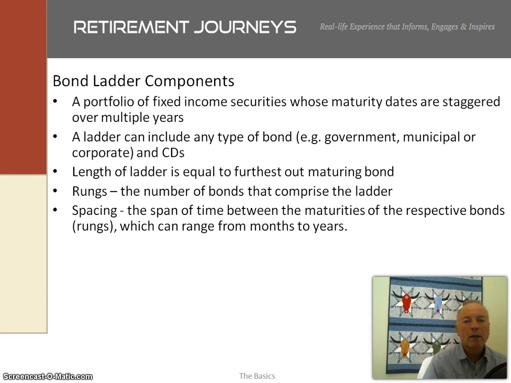For example, I mentioned that I have a 5-year bond ladder. That's because the longest maturing bond in my ladder matures in December 2021, 5 years from now. Rungs, that's simply the number of bonds that comprise the ladder. And spacing, that's the span of time between the maturities of the respective bonds, which can range from months to years, and it's really most relevant if you're considering how to control the timing of when interest payments are received.